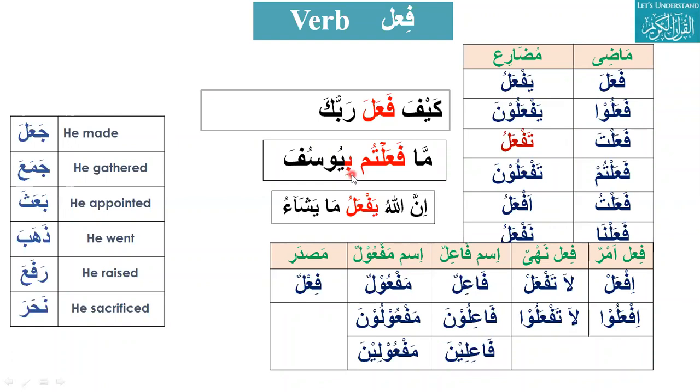Bihu, he. Bihi, with him. Bihim, with them. Bika, with you. Bikum, with you all. Bi, with me. Bina, with us. If Yusuf is the name, then it becomes Bi Yusufa, with Yusuf. This is Yusuf alayhi salam. We just extracted this ayah from there to make it simple: with Yusuf.